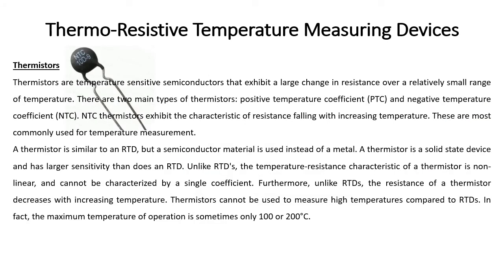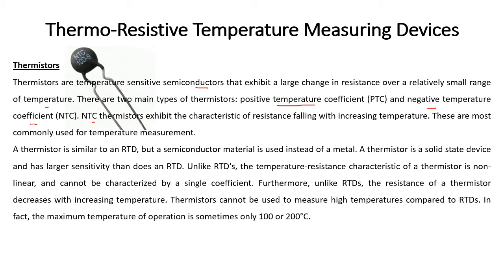Now we go into the second kind of thermoresistive temperature measuring devices, which is a thermistor. Now, unlike RTD, which shows a linear and repeatable nature, thermistors are temperature sensitive semiconductors that exhibit a large change in resistance over a relatively small range of temperature change. So there are two main types of thermistors. One is positive temperature coefficient, where the resistance increases with increase in temperature, and there is a negative temperature coefficient where the resistance decreases with increase in temperature.